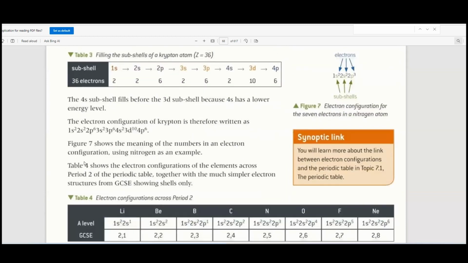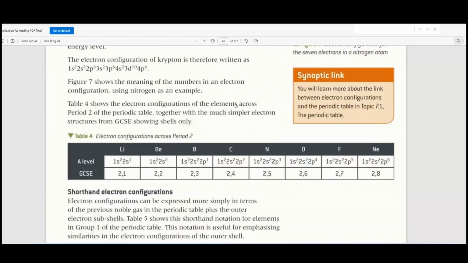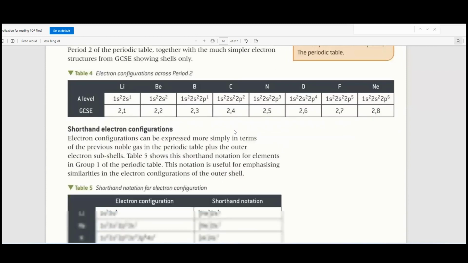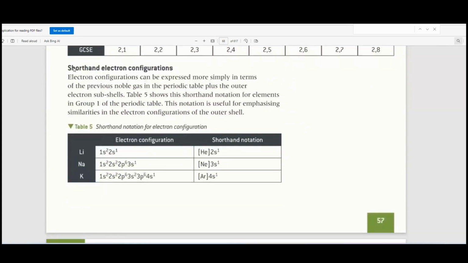Table 4 shows the electron configuration of the elements across period 2 of the periodic table, together with the much simpler electron structure from GCSE showing shells only. I think you're fine with this, so we'll just move forward. Short electron configuration. Now, what is short? Electron configurations can be expressed more simply in terms of the previous noble gas in the periodic table plus the outer electron subshells. Table 5 shows this shorthand notation for elements in group 1 of the periodic table.